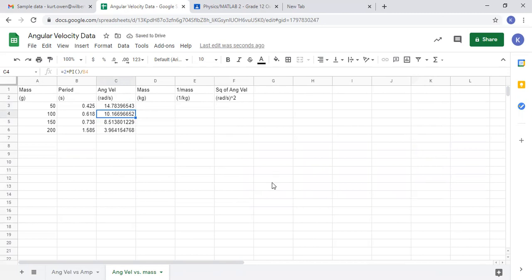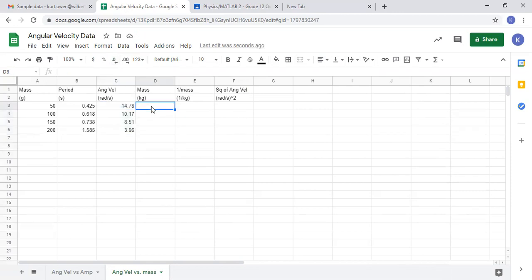Now you can see the angular velocity is definitely going down as the period goes up, all right, because they're inversely related. When there's more mass, we have a lower angular velocity. It's oscillating more slowly, okay? Angular velocity is about how fast it's cycling, and it's cycling more slowly when we have more mass. There's more mass to move. So I'm going to just truncate some of those digits.